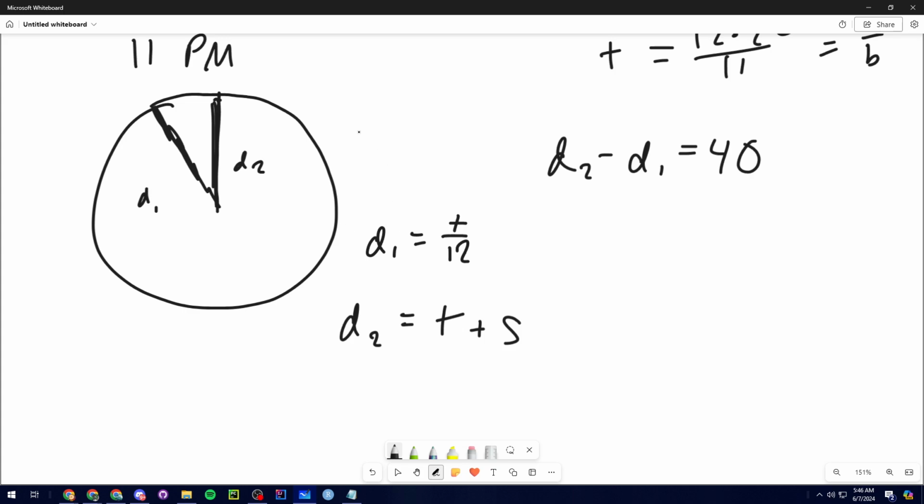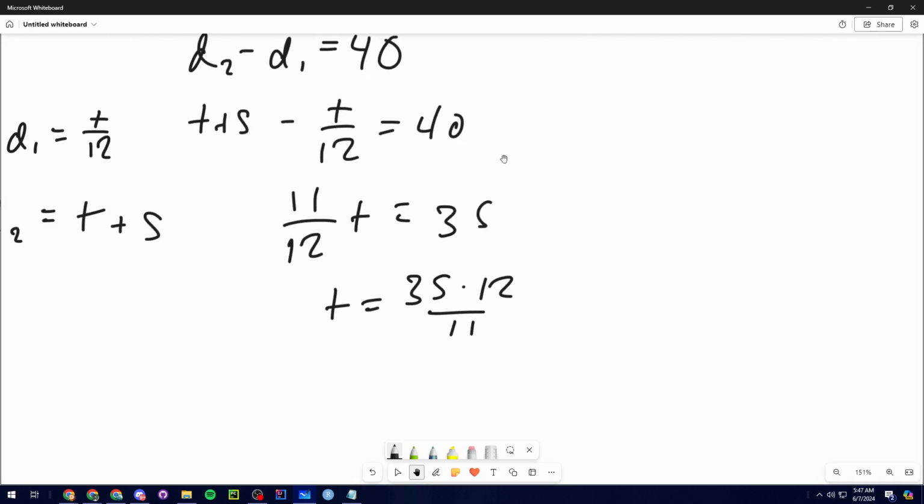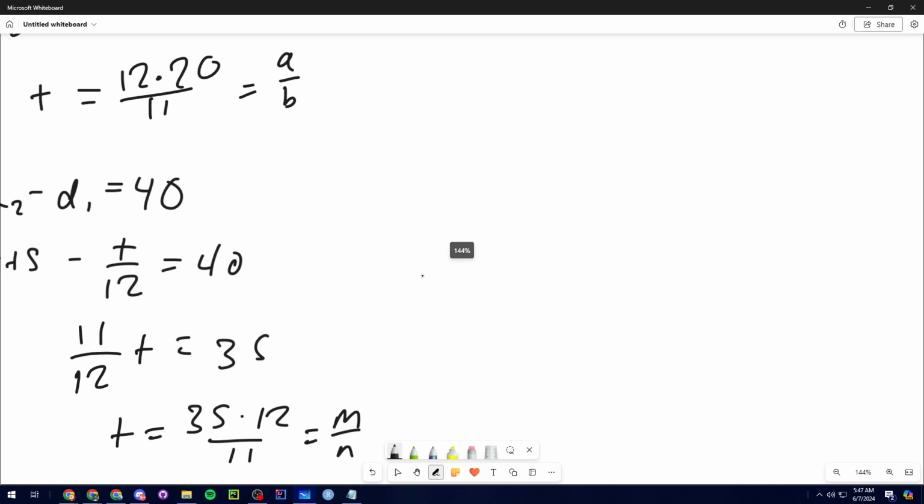Alternatively, we could do d1 minus 5. You'll see that that works out to be the same thing. As long as you say that d2 is ahead of d1 by 5, it'll work out. So now we have t plus 5 minus t over 12 is equal to 40. So 35 is equal to 11 over 12 t. So t is equal to 35 times 12 over 11. Now we found m over n. And now that's pretty much the problem, right? It was kind of a lot of logical assumptions, but that's pretty much math in general.